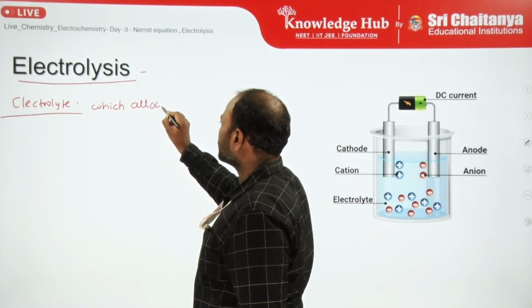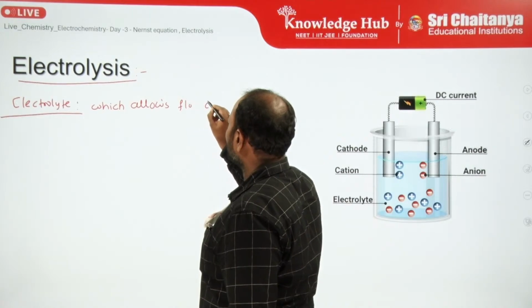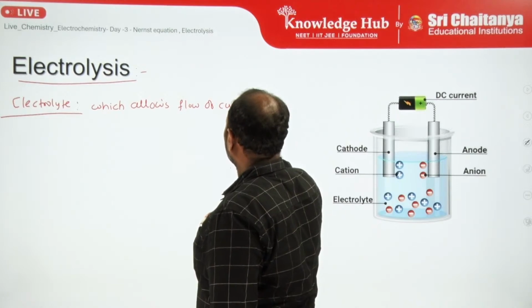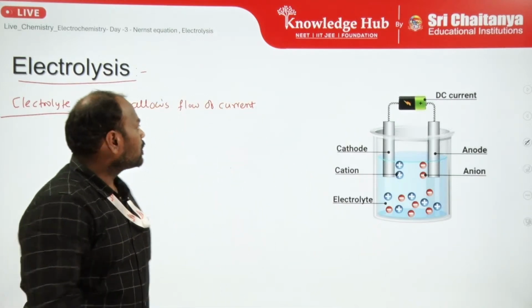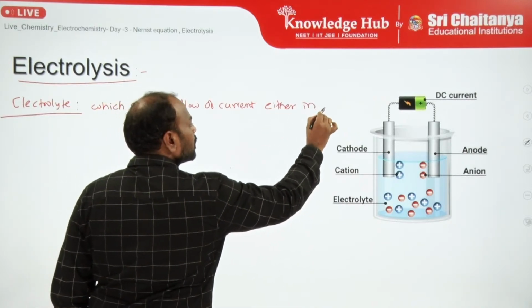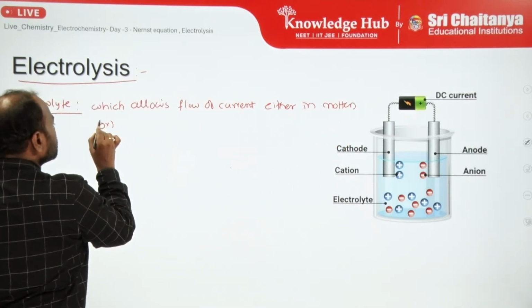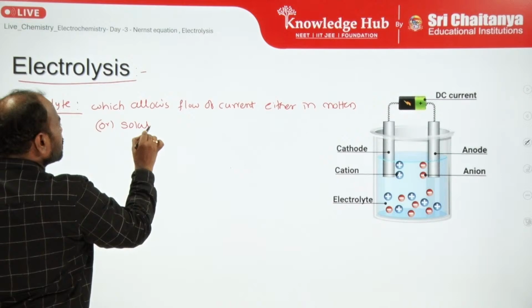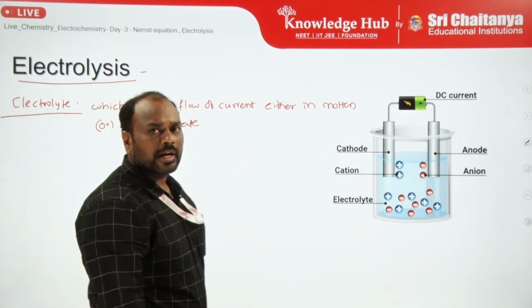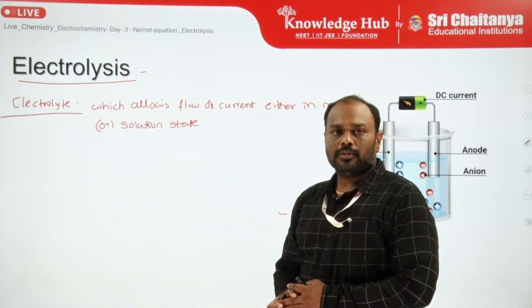Which allows the flow of current either in molten state or solution state. That is known as the electrolyte.